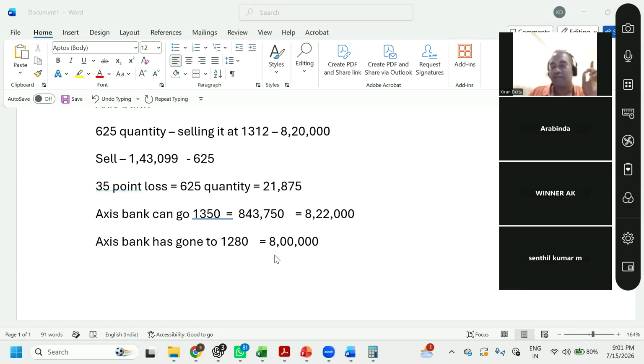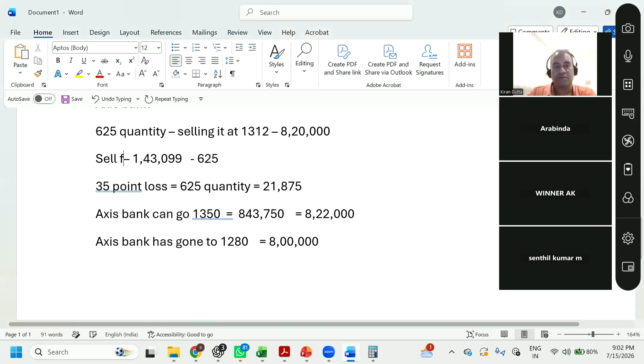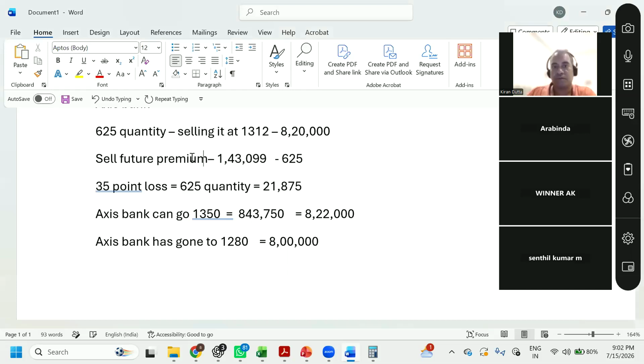Kiran sir, one small doubt in one particular place. In the second line there is a place called sale and 1,43,099 is there. So I just missed out. What is that actually? See, this is our premium. This is our future premium, sir. Okay. Yeah. Got it.